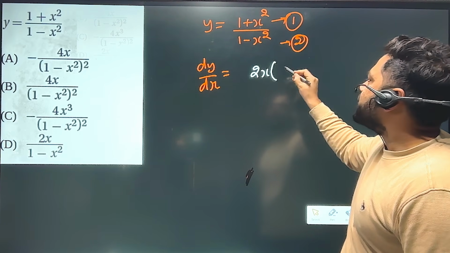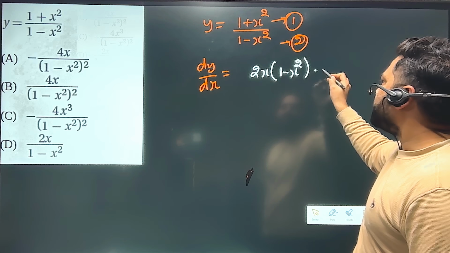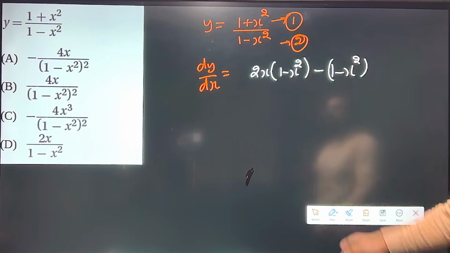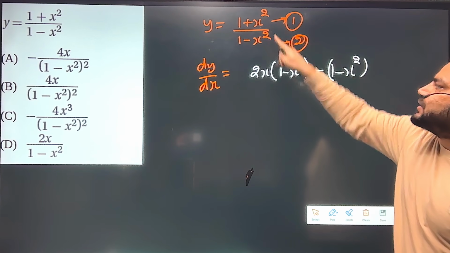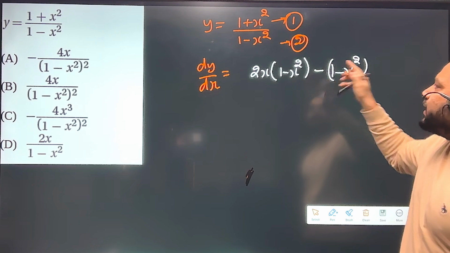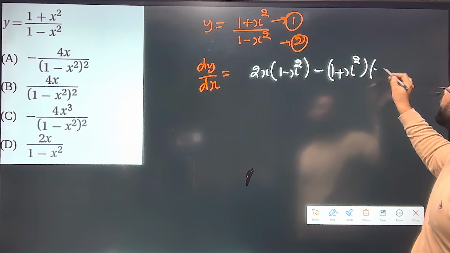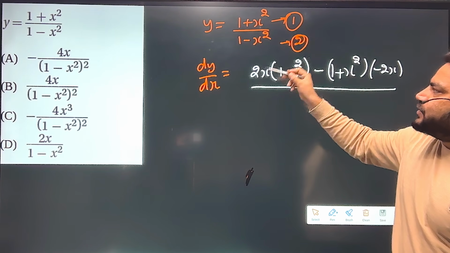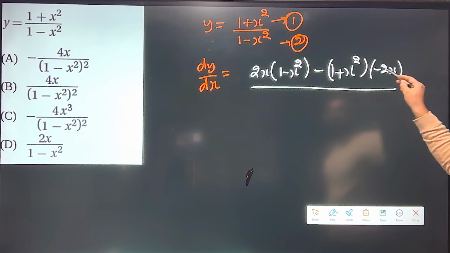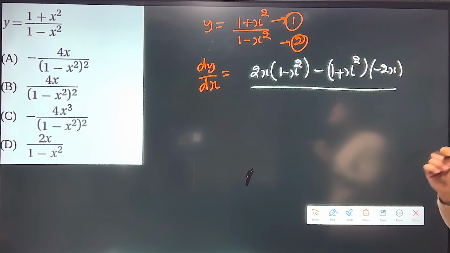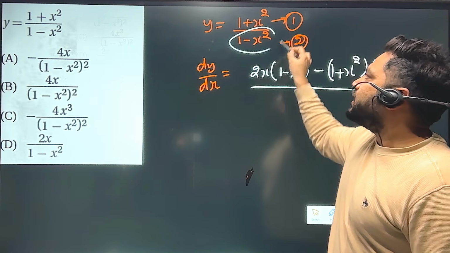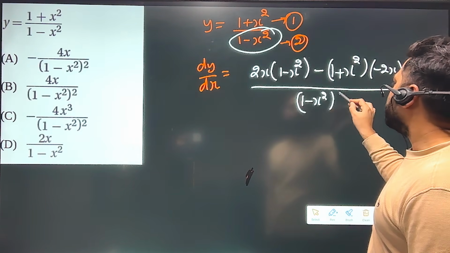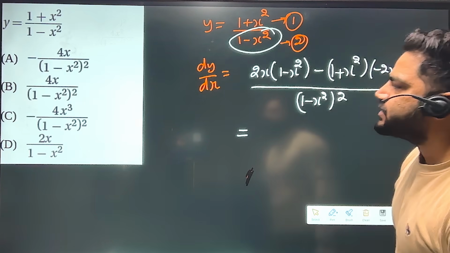This differentiation is this, and the second will remain same, and then minus 1 minus x square, and first function differentiation is this, second was same, and now first will remain same and we need to do the differentiation of the second function. First function derivative is this, second same, and second derivative is this, first same, and the minus sign will also come, and in the denominator this second function square will come. So this is our answer.